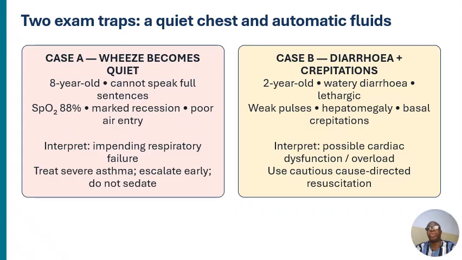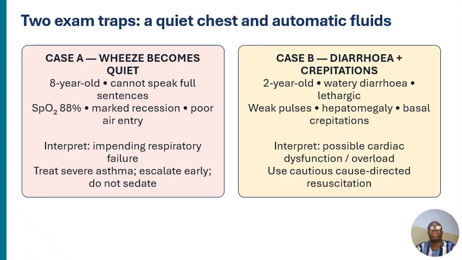So what you need to do is to call for help, give oxygen, repeated and continuous bronchodilator treatment according to protocol, add ipratropium and systemic steroid, obtain access and escalate as early as possible for magnesium and ventilatory support. So do not sedate the child. Case B is a 2-year-old child with diarrhea, lethargy, and weak pulses, but also has hepatomegaly and basal crepitations. The trap is to give an automatic rapid fluid in this case, but it should not be so.